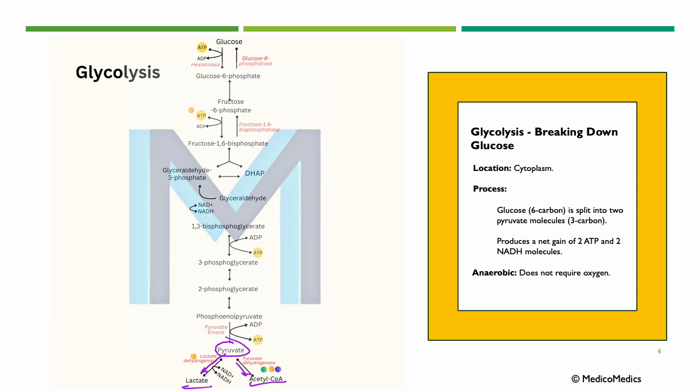So if oxygen is available, meaning we have aerobic conditions present, then pyruvate enters the mitochondria and is further metabolized via the citric acid cycle, meaning the Krebs cycle, and oxidative phosphorylation to produce more ATP. So it will then take this pathway of acetyl-CoA into the Krebs cycle. Now, this process is occurring in the mitochondria.